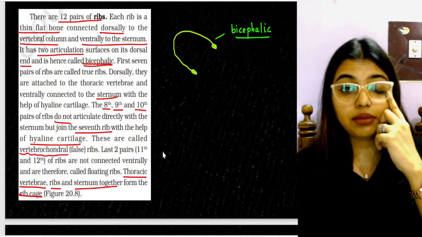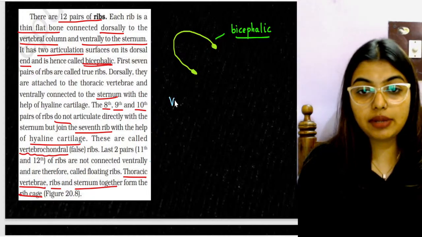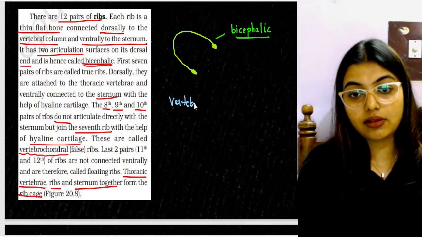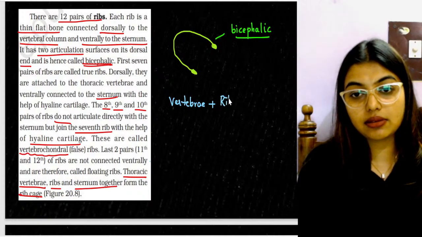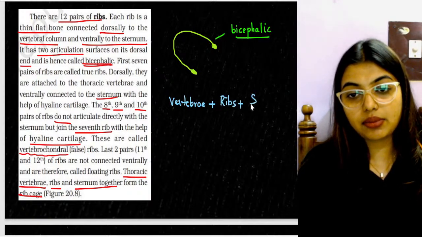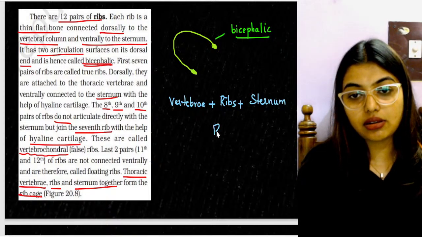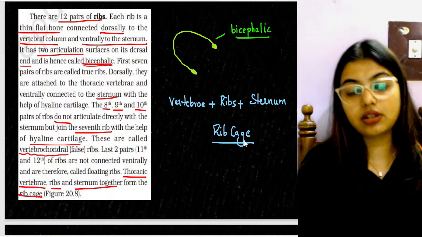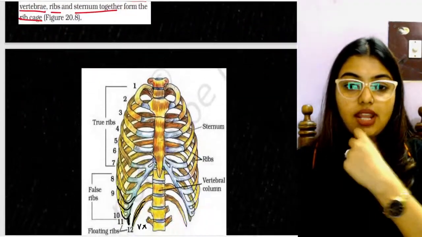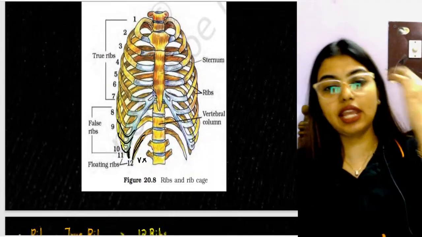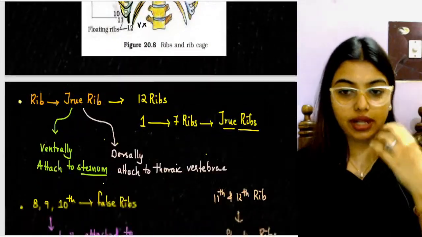Form the rib cage. So who and all? Vertebrae. Okay, vertebrae plus ribs plus sternum together is called the rib cage. And this is how the rib cage, ribs plus rib cage, is going to look like.